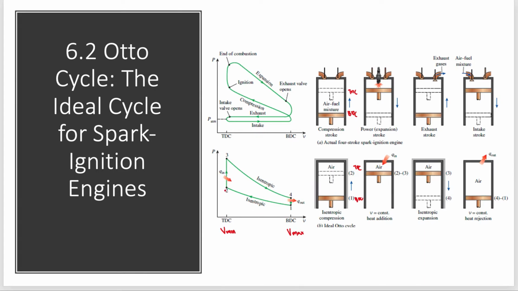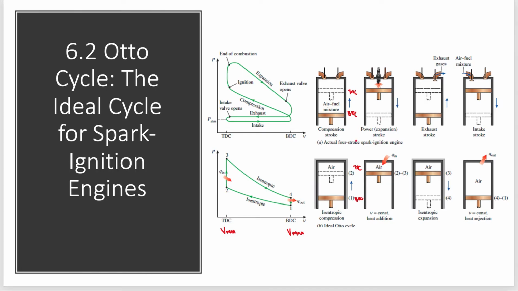So next is state 2 to state 3. In state 3, we call it the power stroke, where the spark plug will ignite the fire inside this cylinder and the volume is constant, in the clearance volume. So here 2 to 3 is at constant volume and there will be Q in through the spark plug. And we call it the power stroke.